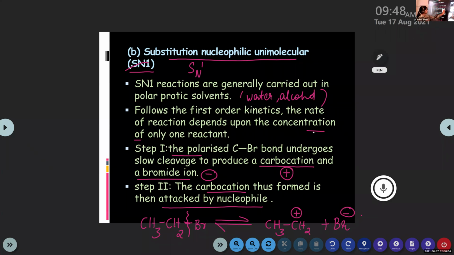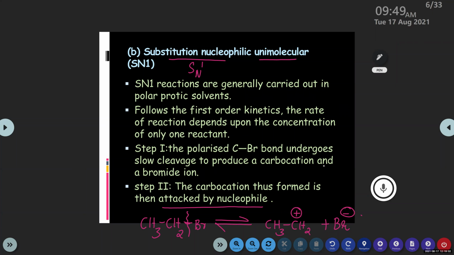Nandana, can you please read the slide? The main points about SN1 reaction. SN1 reactions are generally carried out in polar protic solvents. It follows first order kinetics. The rate of reaction depends upon the concentration of only one reactant. Step 1: the polarized carbon-bromide bond undergoes slow cleavage to produce a carbocation and a bromide ion. Step 2: the carbocation thus formed is then attacked by the nucleophile. And in the case of SN2 reaction, both bond breaking and bond formation take place in a single step. That's the difference between SN1 and SN2 reactions. Have you completed the slide? Yes, ma'am. Shall I move to the next one, children?